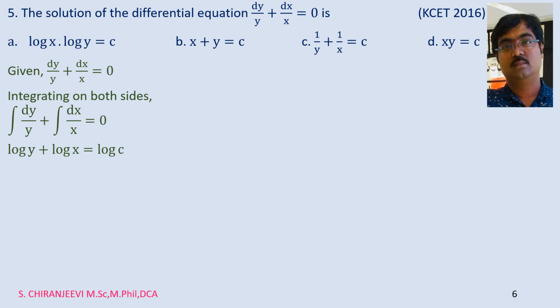So the answer is log y plus log x equal to log c. Log y plus log x can be taken as log x into y equal to log c. Log cancels, so it will be x into y equal to c. Log addition can be taken as log multiplication. So the option is.